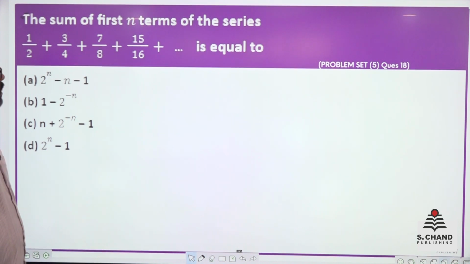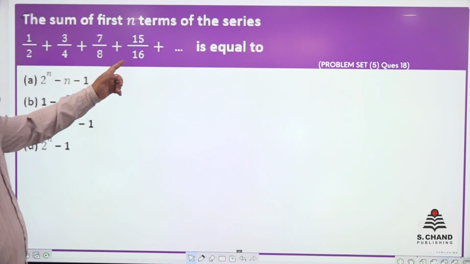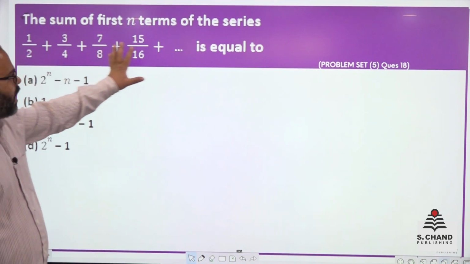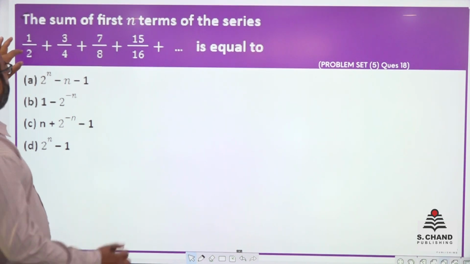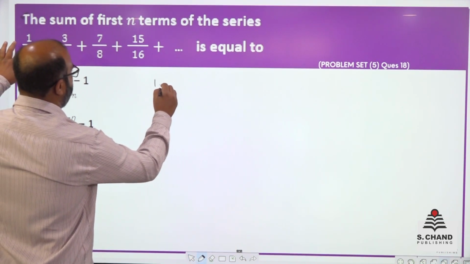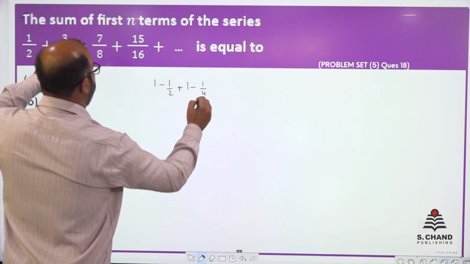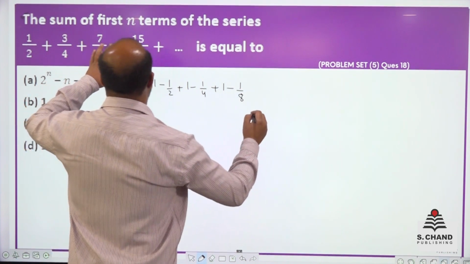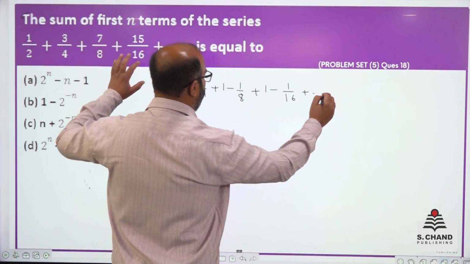Next question says the sum of first n terms of the series 1 by 2 plus 3 by 4 plus 7 by 8 plus 15 by 16 plus so on is equal to. So what type of series is this? If you observe this series, you can see that 1 by 2 can be written as 1 minus 1 by 2. 3 by 4 can be written as 1 minus 1 by 4. 7 by 8 can be written as 1 minus 1 by 8. 15 by 16 can be written as 1 minus 1 by 16 and so on.